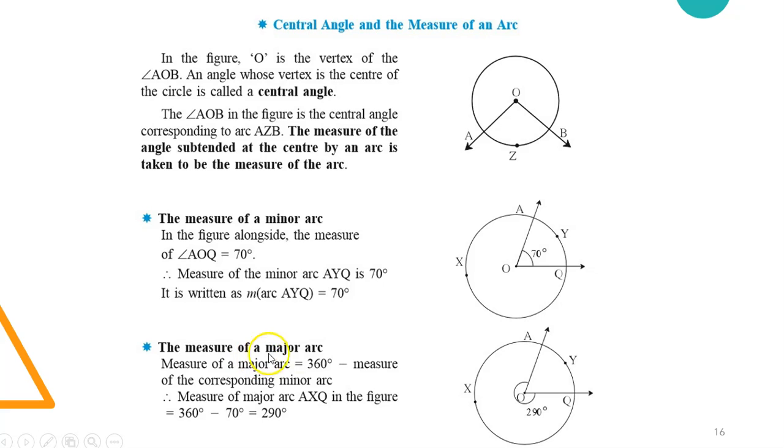So what is the measure of the major arc? Measure of major arc AXQ is 290. It is shown over here. So this entire arc is 290 degrees.